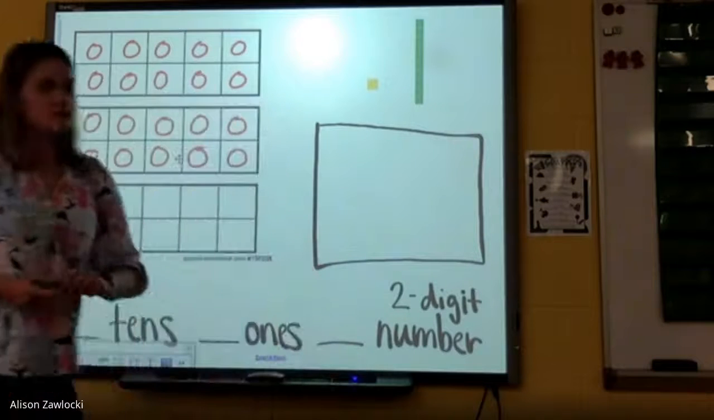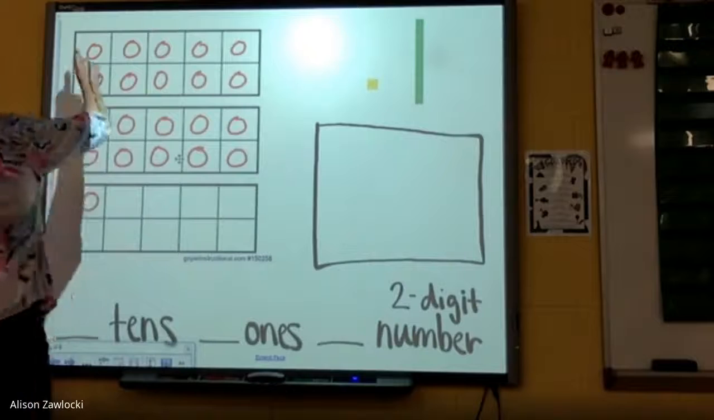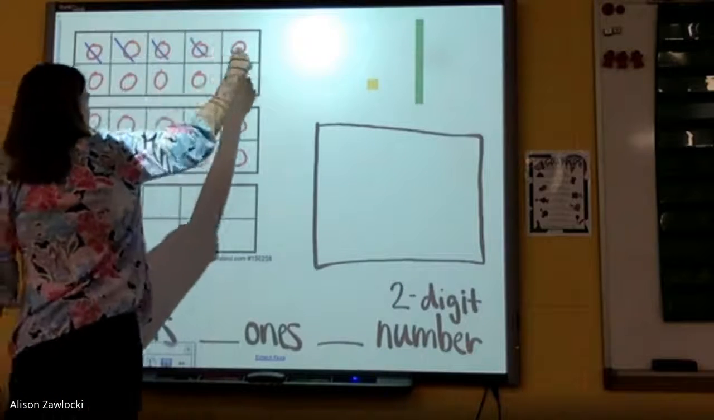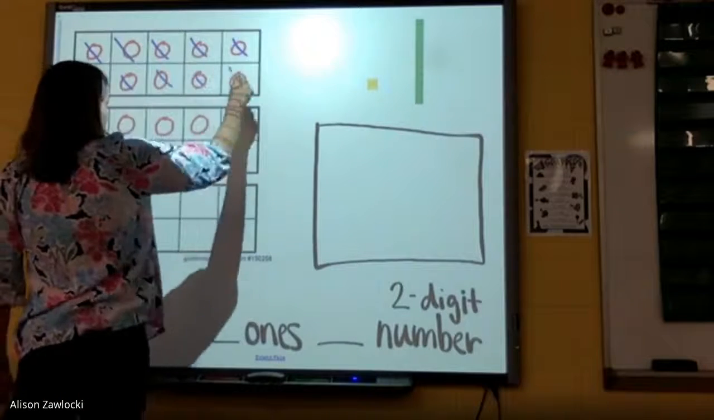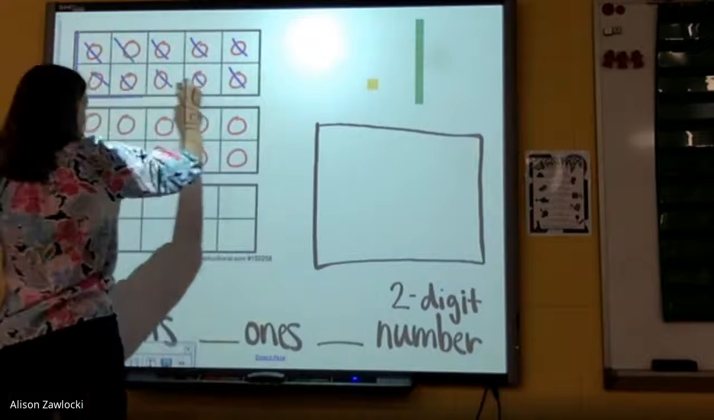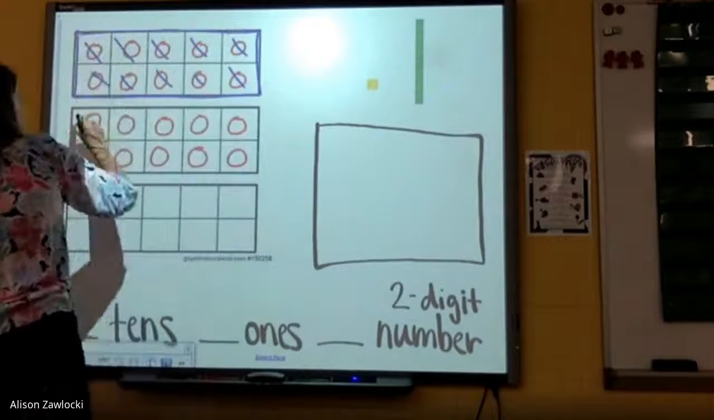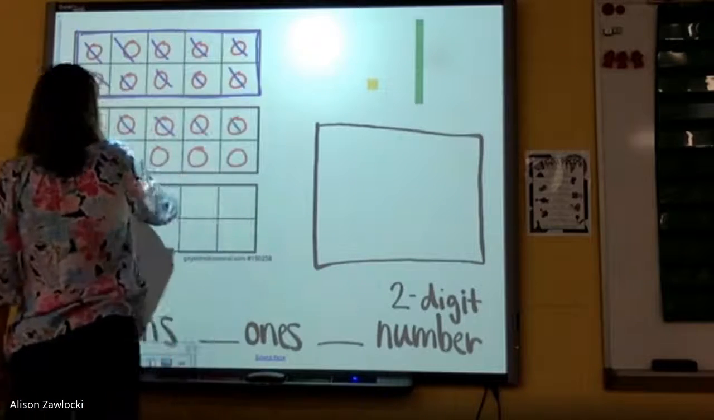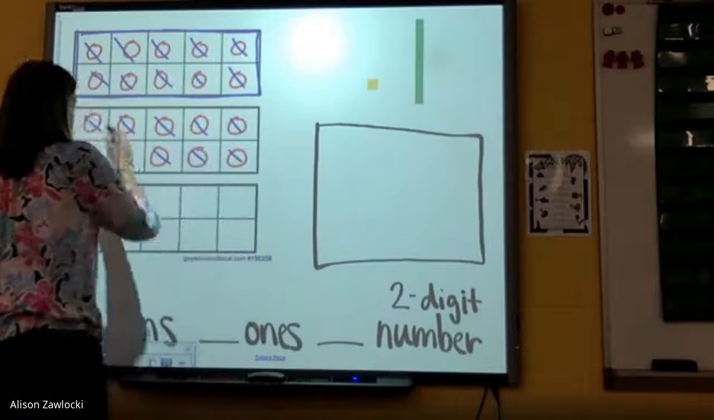We're going to count these together. I need your help. 1, 2, 3, 4, 5, 6, 7, 8, 9, 10. Oh, there are 10 here. That is a group of 10. 1, 2, 3, 4, 5, 6, 7, 8, 9, 10. Oh, there's another group of 10.